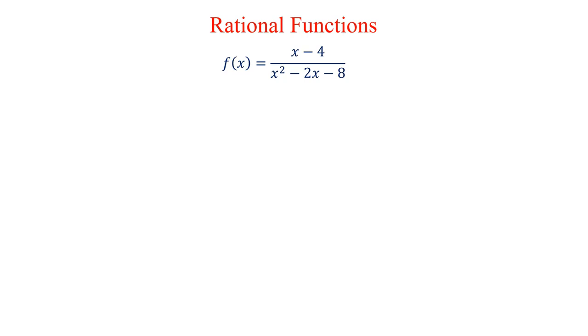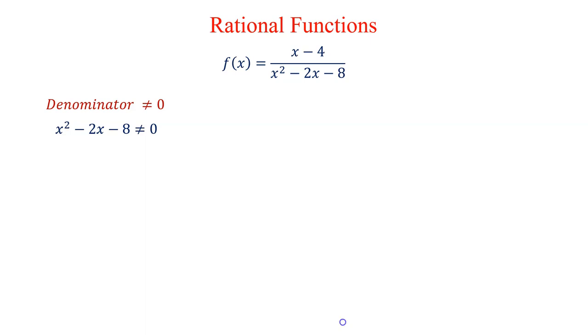With all rational functions, the denominator cannot equal 0. So our entire focus is on the denominator. In this case, x squared minus 2x minus 8 cannot equal 0. Like all the previous examples, our goal is to solve for x.